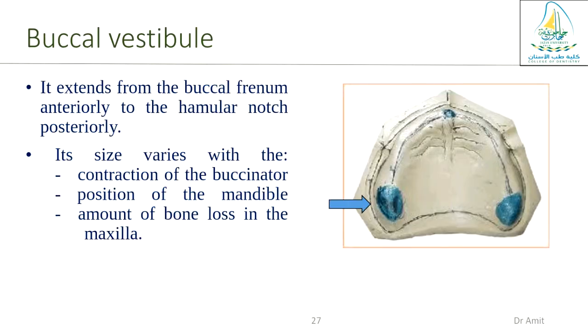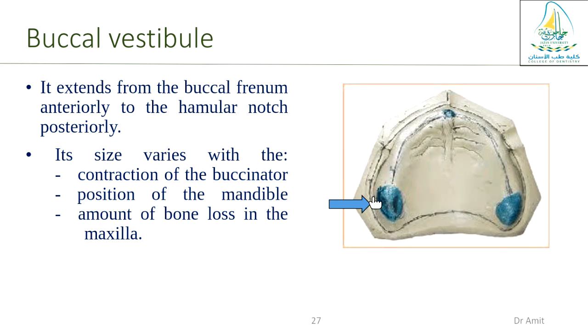Next is the buccal vestibule. Now it extends from the buccal frenum and posteriorly it goes to the hamular notch area. Now which is the hamular notch area? The hamular notch area is that area which is present behind. So here if you see, the hamular notch area is this area which is present behind the maxillary tuberosity. So the area which extends from the buccal frenum to the hamular notch is known as the buccal vestibule area.